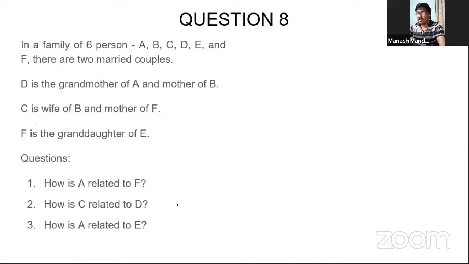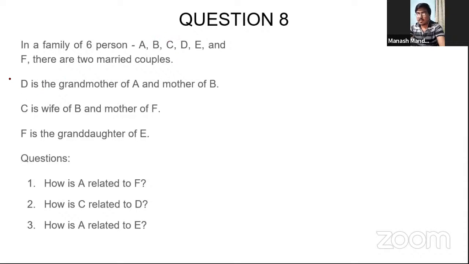Okay, let me solve this, and you guys can solve the next two questions, 9 and 10. This type of question will actually be asked in the exam, so focus. The question is, in a family of six, A, B, C, D, E, and F, there are two married couples. Out of these six, two are married couples. So four will be husband and wife, two husbands and two wives.